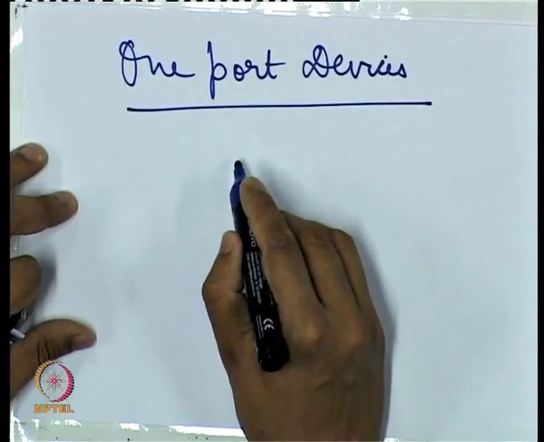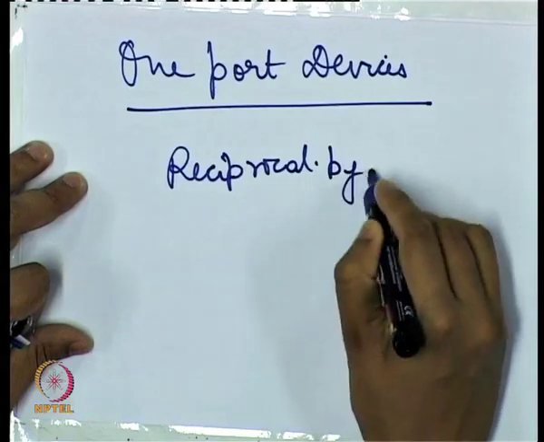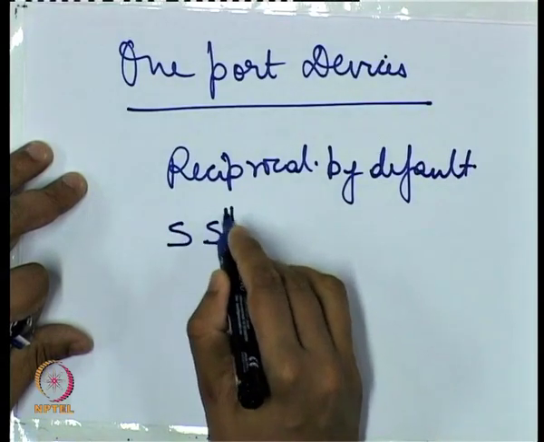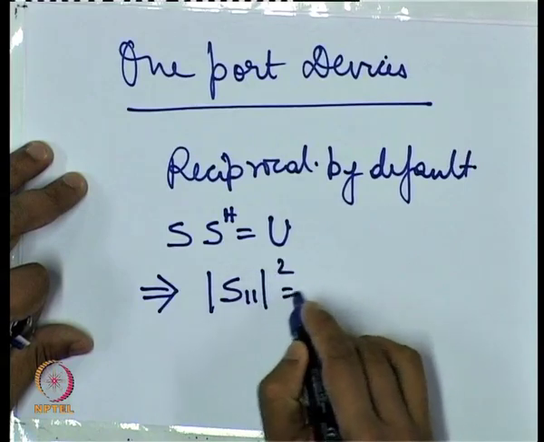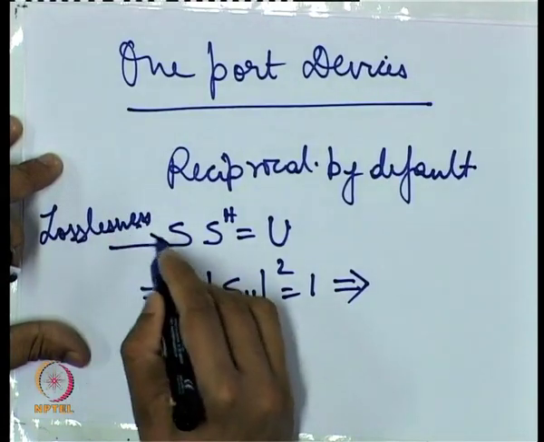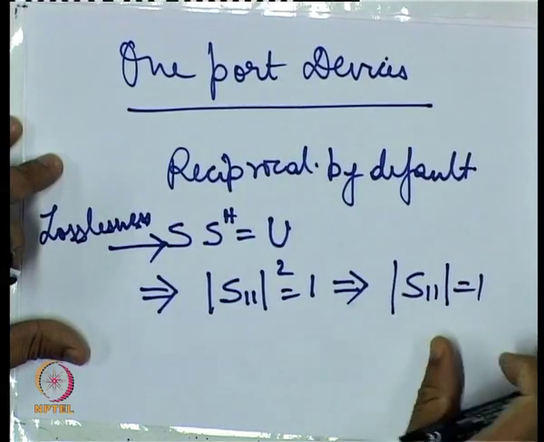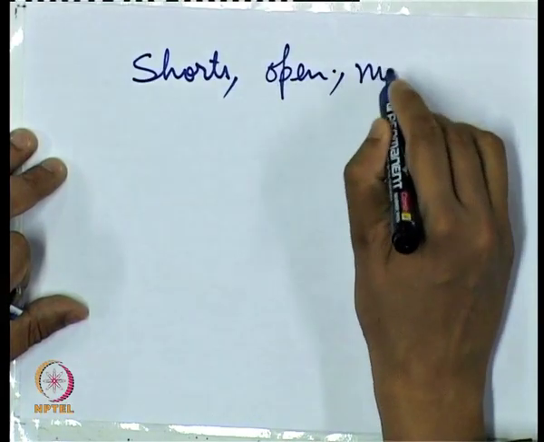Now, a one port device has only one port, therefore, it is reciprocal by default. And if it is lossless, then the unitary condition, that is S Hermitian S equal to U, simply translates into |S11| squared equal to 1. This is the losslessness condition, and from here we can derive that |S11| will be equal to 1. Some examples of such one port devices are shorts. Sometimes we need a shorted load or an open load or a matched load.